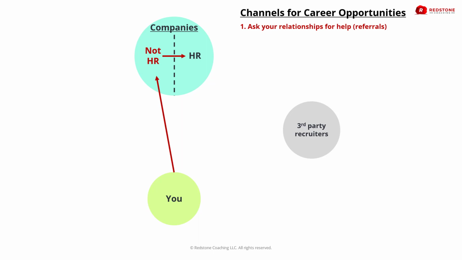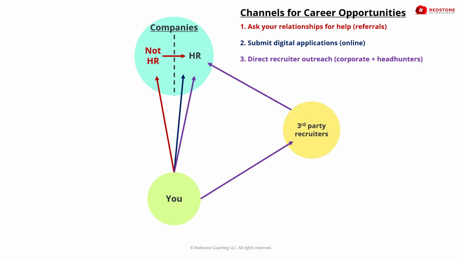That's your primary strategy. But then there's the second channel, which is online applications, which goes straight to the human resource professionals within your target companies. Then there's channel 3, which is using third-party recruiters and headhunters, as well as directly reaching out via LinkedIn or via email to the corporate recruiters. So directly sending the messages, trying to get a phone call with them. And then the 4th is really not a part of this triangle, but other creative means for receiving an interview.